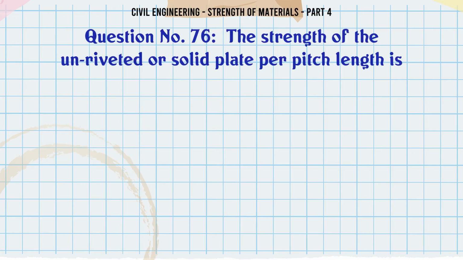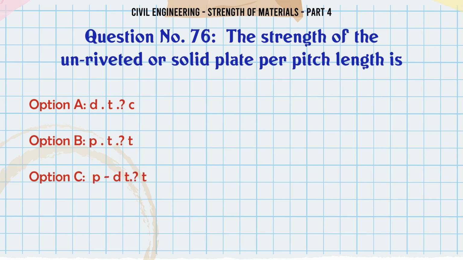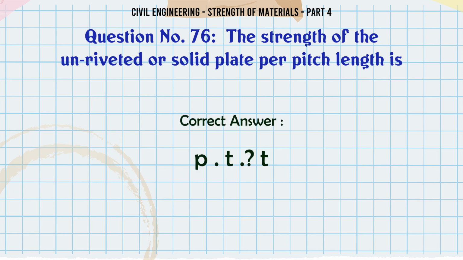The strength of the unriveted or solid plate per pitch length is A, B, C, D, with the options given as formulas in P, T and D. The correct answer is P.